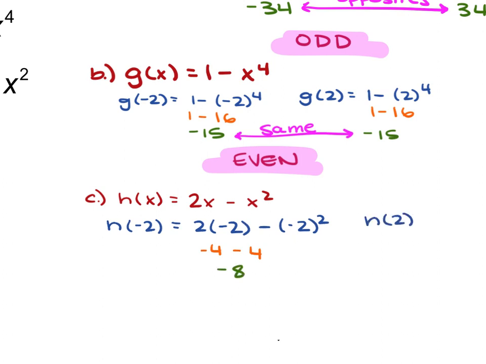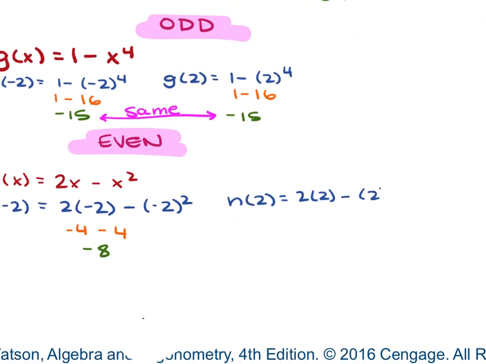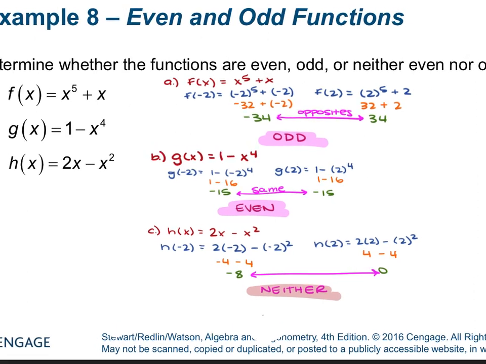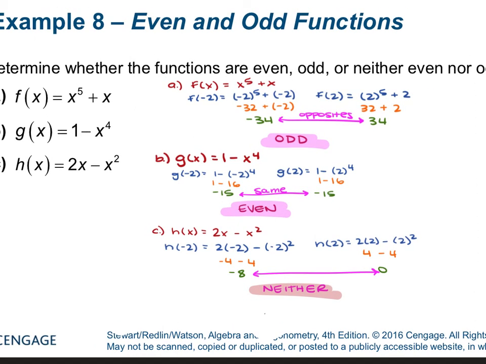For h of 2, we're going to have 2 times +2 minus 2 squared. So the 2 times 2 is 4, minus 2 squared is 4, 4 minus 4 is 0. So because these two are neither opposites nor the same, we have neither for this one. So if we get the same number, they are even. Opposite numbers, they are odd. And two totally different ones, they are neither.